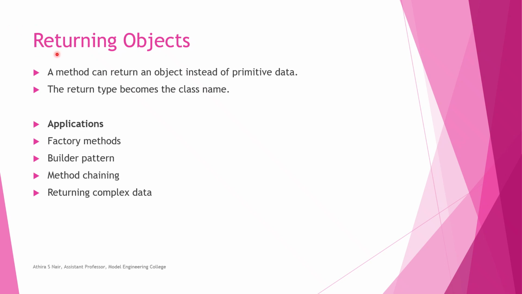Returning objects. Java methods can also return objects. Just like a method can return an integer, double, or string, it can also return objects like Student, Employee, Calculator, or any other class type. These are used in various object-oriented design patterns like factory methods, the builder pattern, or method chaining, and to return complex data.